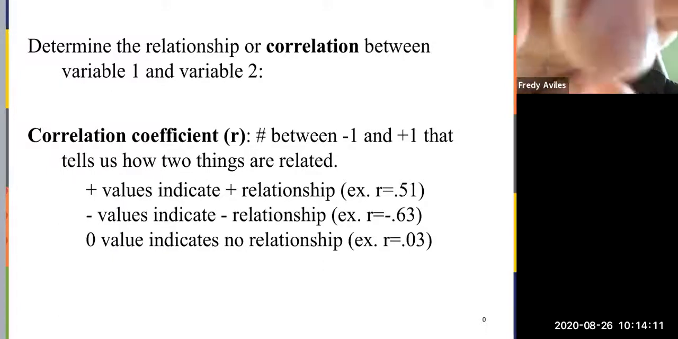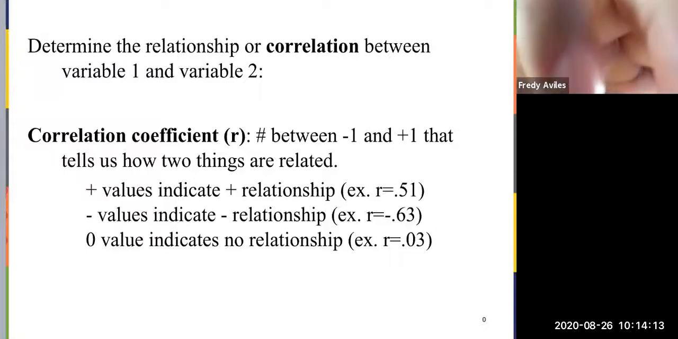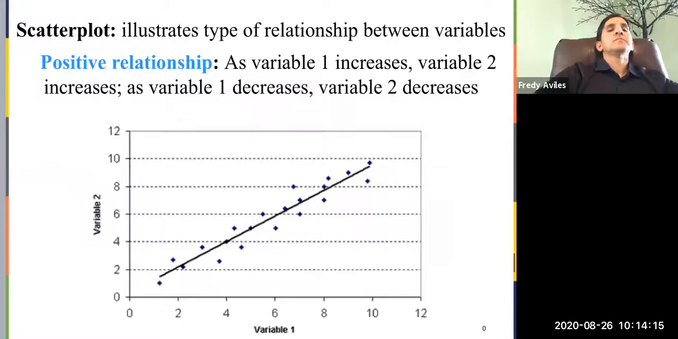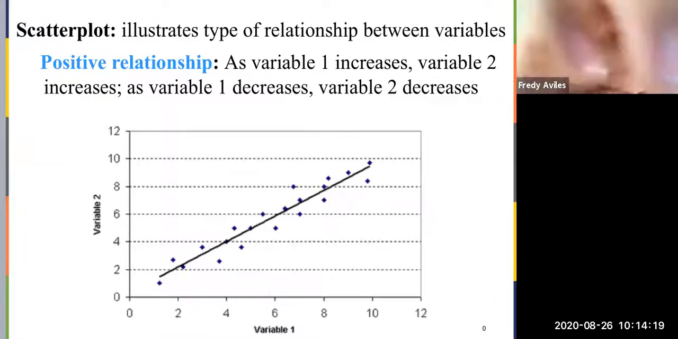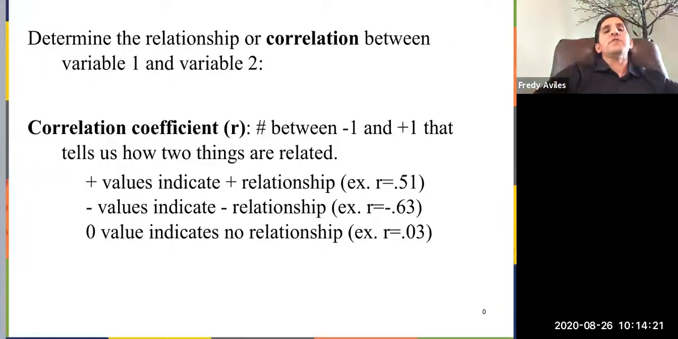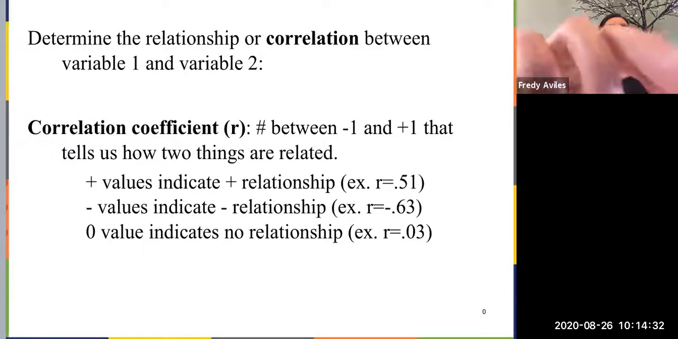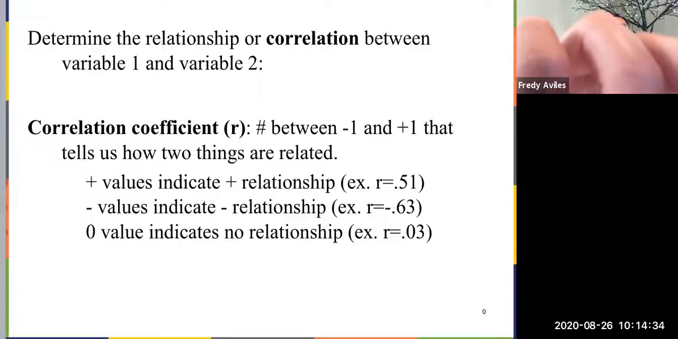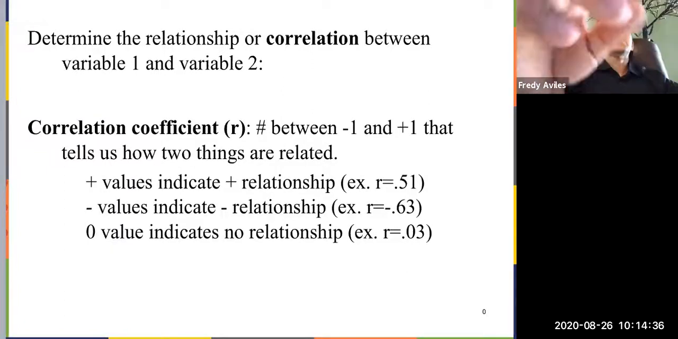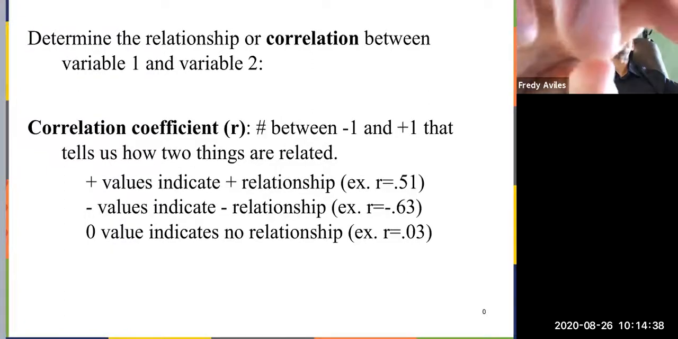So let's keep going. All we've done here is describe what the correlation coefficient is, a number between -1 and 1. And we said if the number is positive, it's a positive relationship. If the number is negative, it's a negative relationship. If the number is close to 0, that means there's no relationship. Okay, that's what we've done. Determine if it's positive, negative, or no relationship.